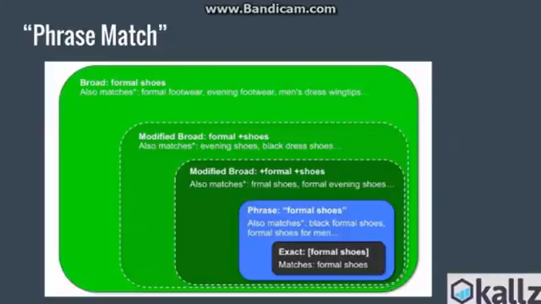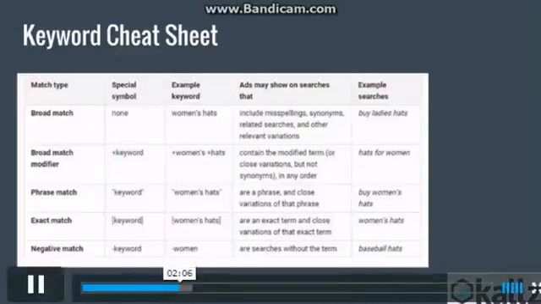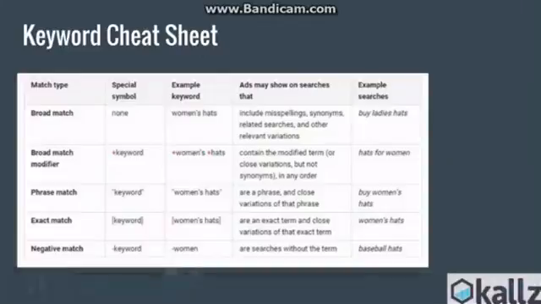So now that we know the differences between them, I'm going to make sure you have a keyword cheat sheet here. That way, anytime you need to, at a glance, you can see exactly what's what between broad match modifier, phrase match, exact match. And on this cheat sheet, you'll notice there's an additional entry, which is negative match, and that's just negative keywords, which we do cover in a later section.